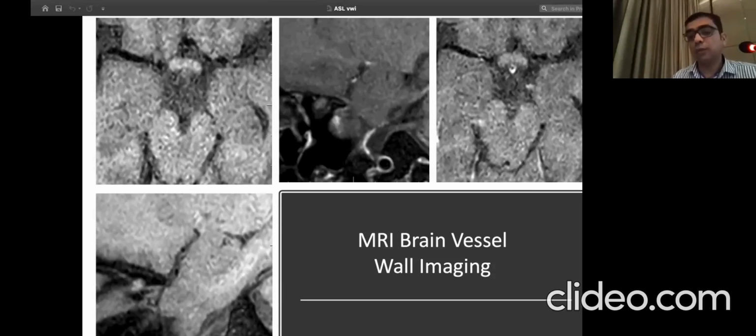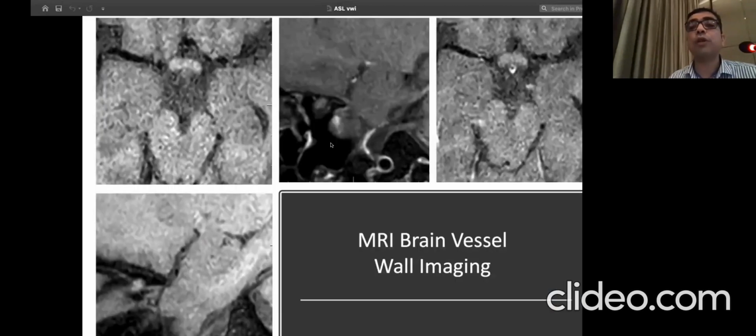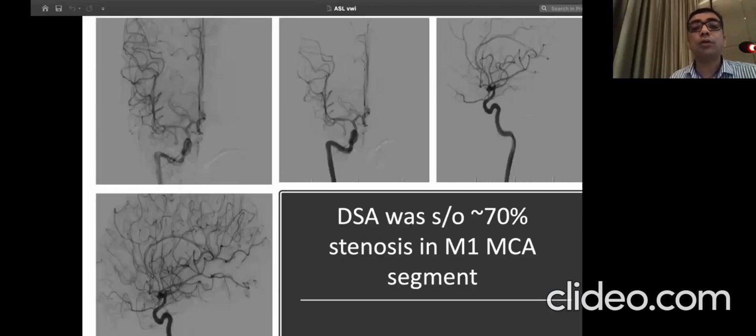This was a case where we did a DSA and found 70% stenosis, and we saw positive remodeling, which was well seen here. Positive remodeling is a predictor of high progression of stroke, but this was not the time to intervene. We asked the patient to stay on double antiplatelet medical therapy and to be reevaluated again.